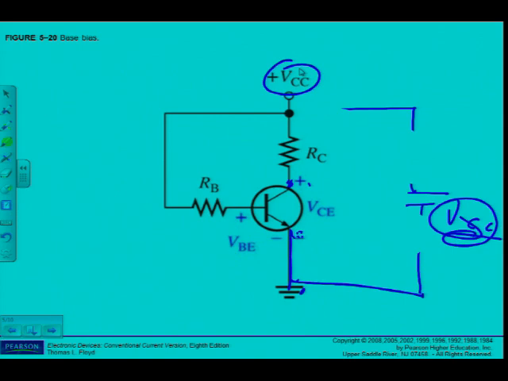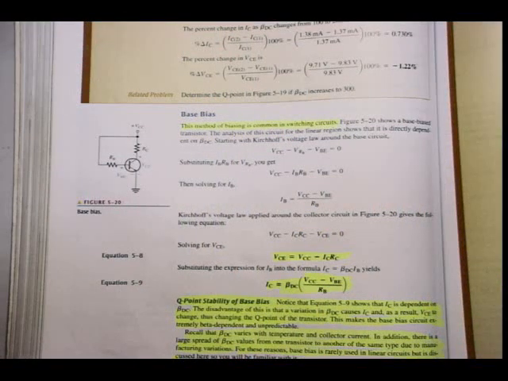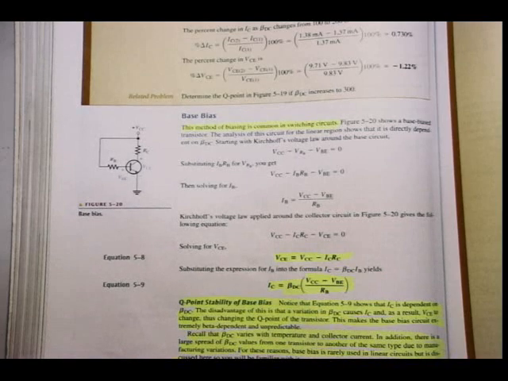So then by substitution, if we go back to the book, they just did this now in one step. Remember, IC is equal to beta times IB. So they just replaced the value of IB with that whole formula, which is VCC minus VBE over RB. But this last section you must please mark NB. It's important.